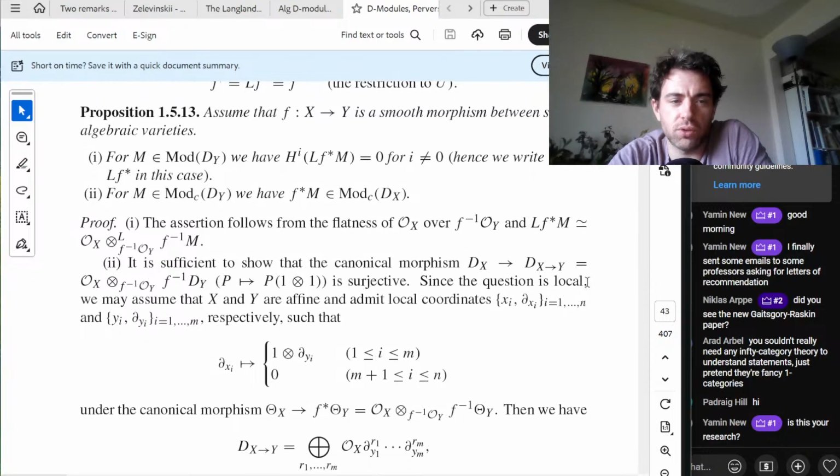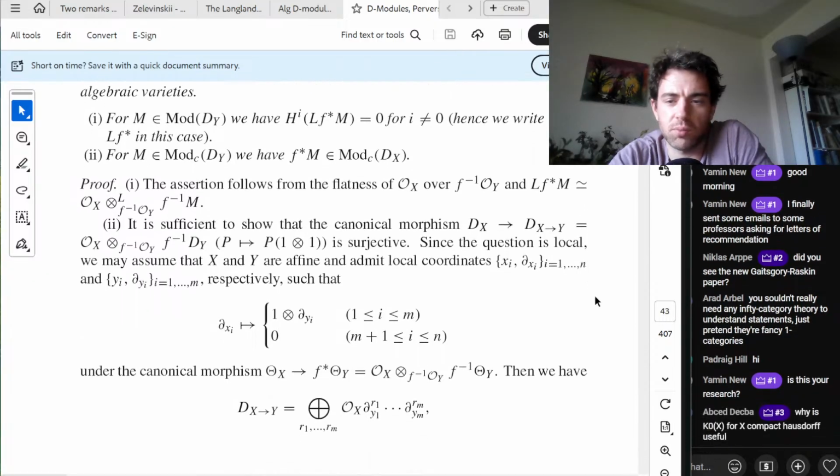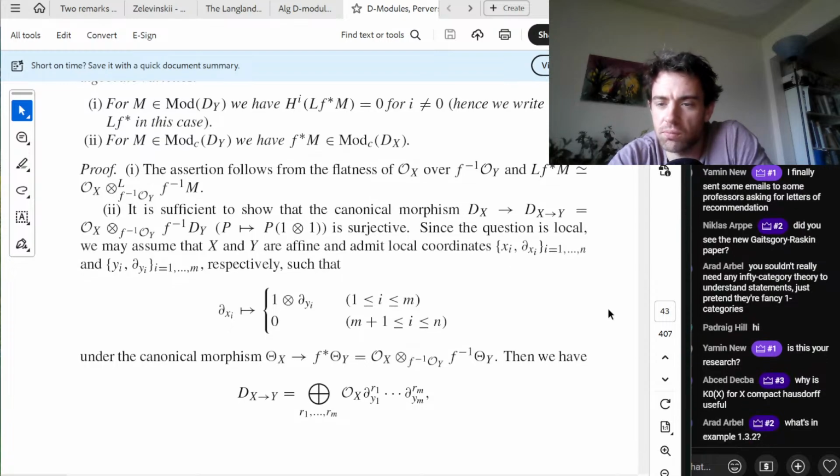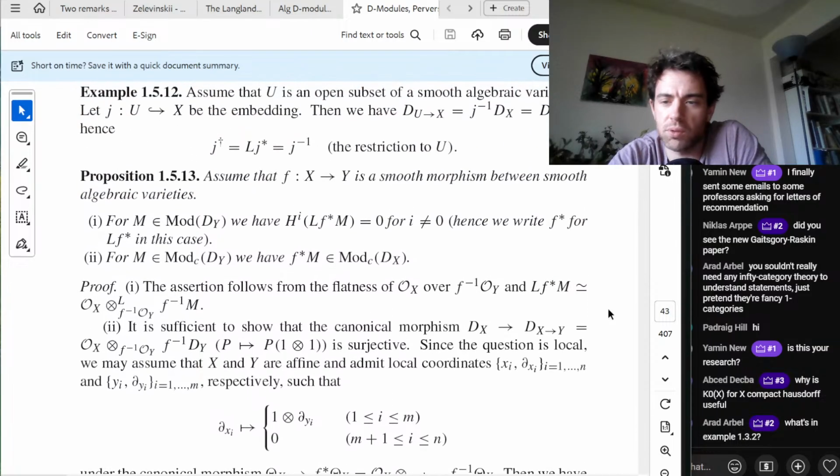How's everyone doing? What have you guys been proving? You guys never tell me what you've been proving. Why is K naught X for X compact Hausdorff useful? What's an example 1.3.2?